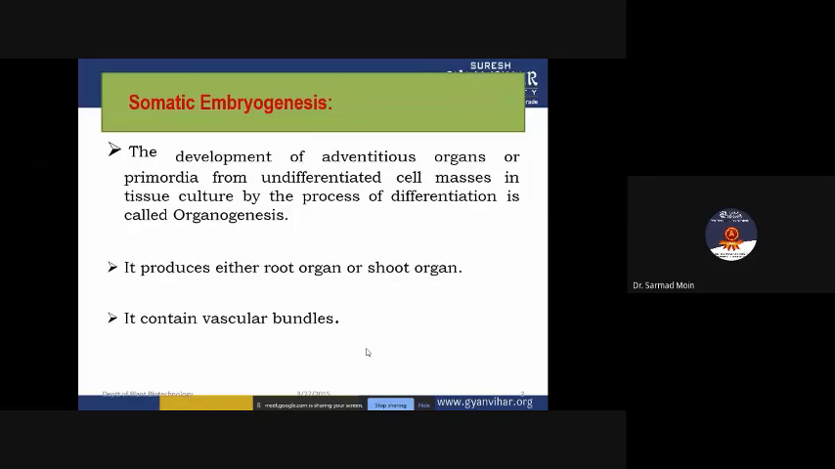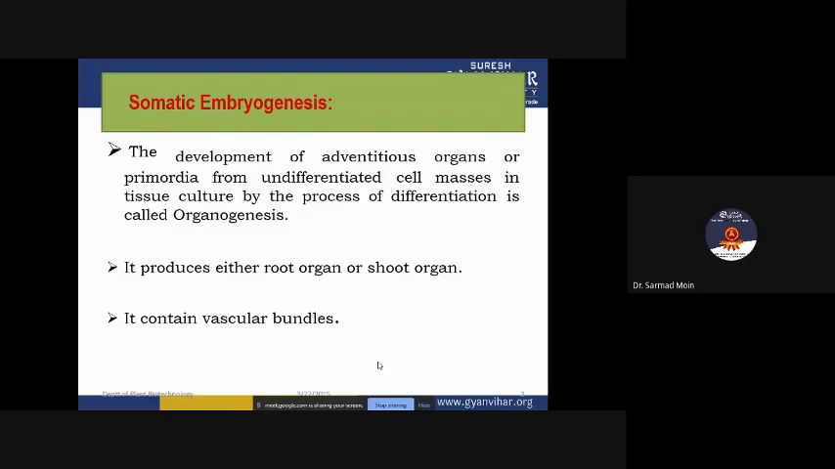The development of adventitious organ or primordia from undifferentiated cell mass in tissue culture, by the process of differentiation, is called organogenesis. When adventitious organ or primordia is differentiating from the somatic cells, we are calling them organ cells. In this topic, we will learn how the somatic cells can produce the embryos. It produces either root organ or shoot organ, and various vascular bundles also will be generated when we are culturing these root organ and shoot organ.